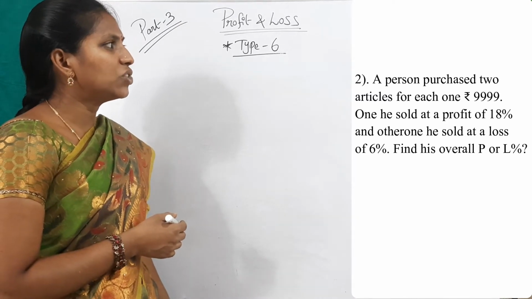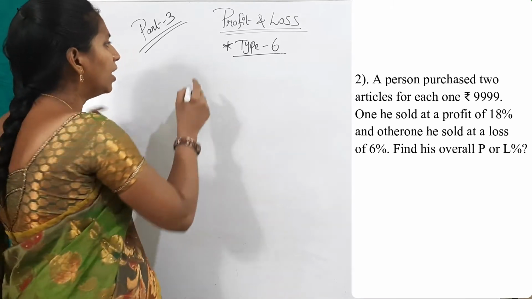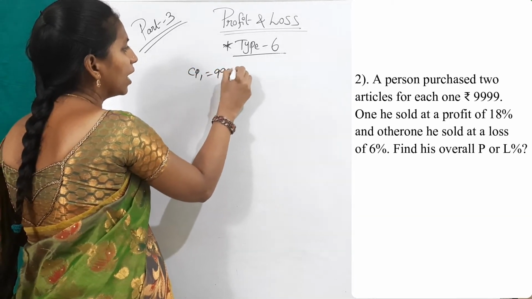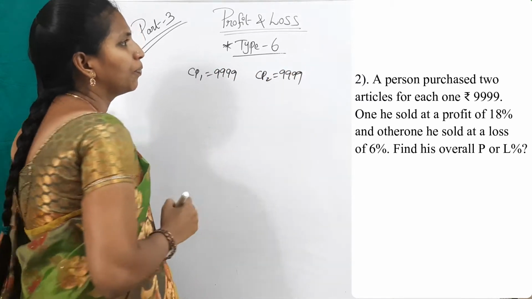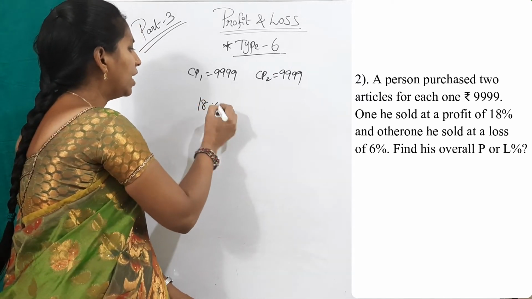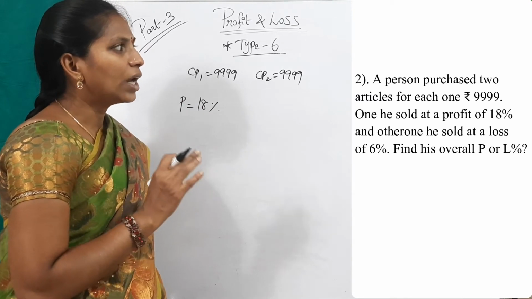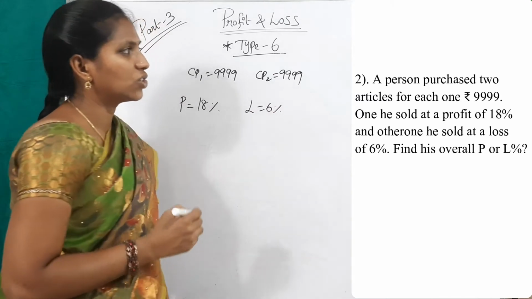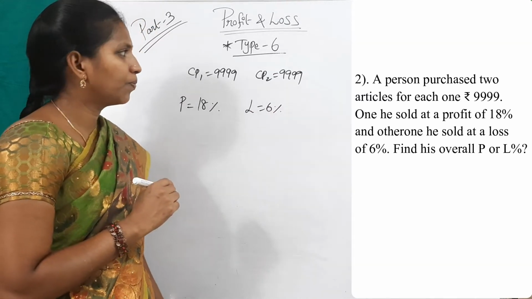A person purchased 2 articles. For each one 9999, which means CP1 equals 9999 and CP2 is also 9999. One he sold at a profit of 18%, and the other one he sold at a loss of 6%. Find his overall profit or loss percentage.